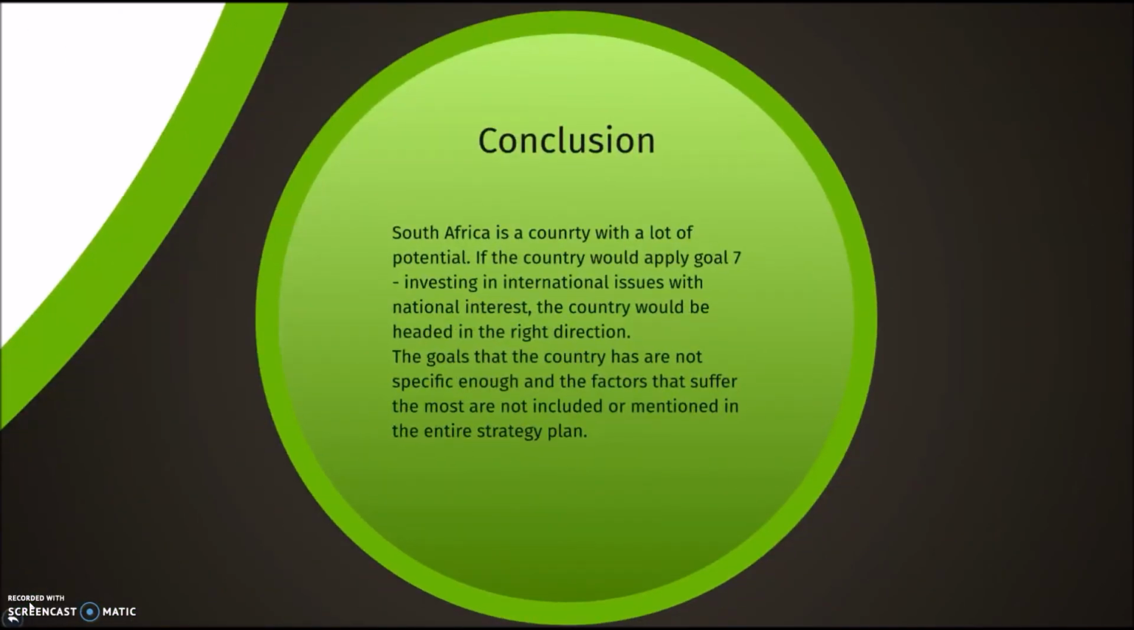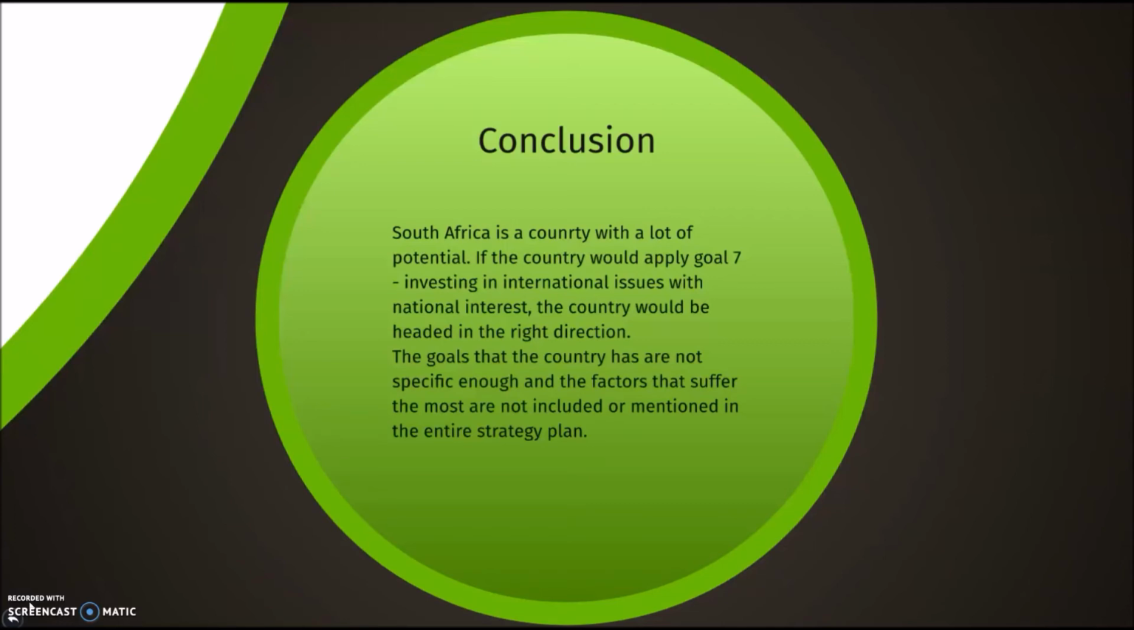In conclusion, South Africa is a country with a lot of potential, and if the country would apply Goal 7, investing in international issues with a national interest, the country would be headed in the right direction. If they were involved in international issues, they'd see what other countries are doing to work on these issues and how those countries are affected by that change and how their environmental sustainability is doing, and then they'd be able to apply it within the country themselves.